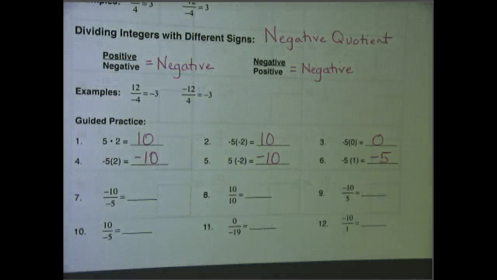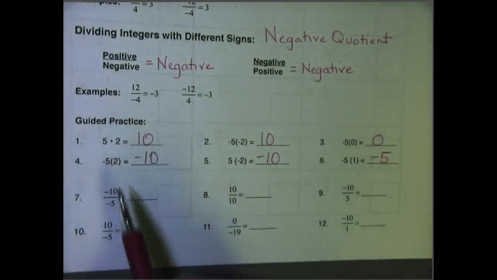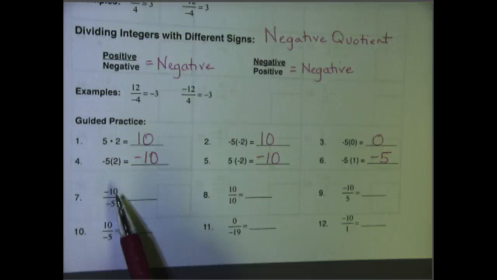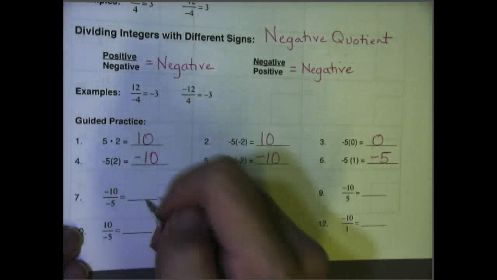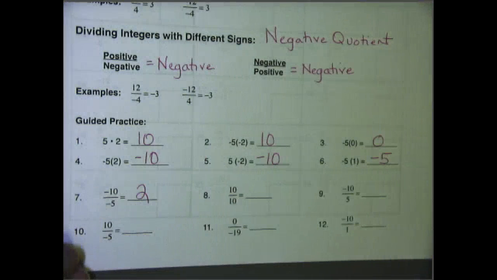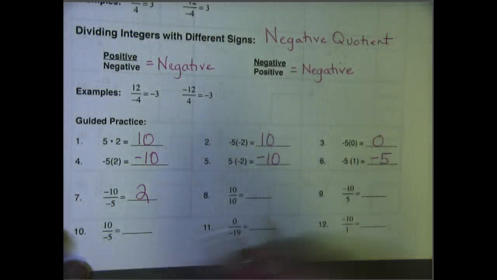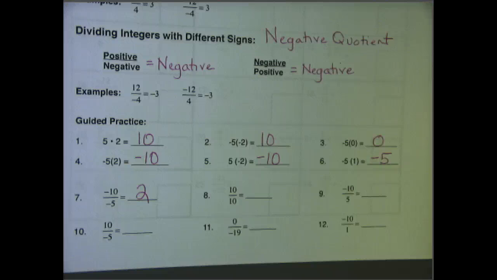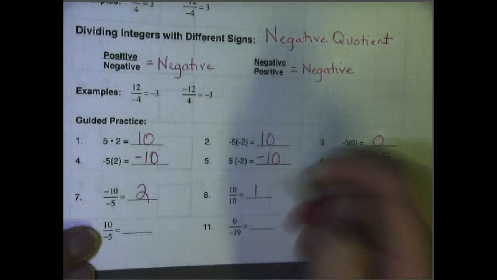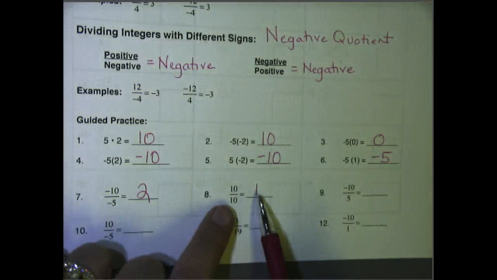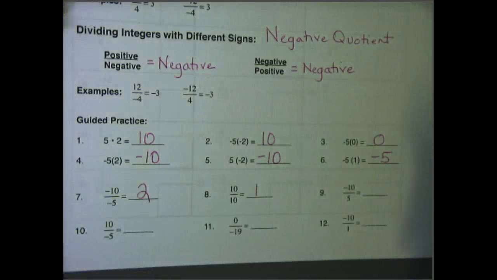Number 7, now we're dividing. Dividing same signs, if you look up at the top, you're going to have a positive answer or positive quotient. Negative 10 divided by negative 5. First of all, 10 divided by 5 is 2. They're both the same signs, so it's positive. 10 divided by 10. I've seen lots of crazy answers for these. Anytime you multiply or divide a number by itself, you get 1. Both are positive, so the answer is positive.